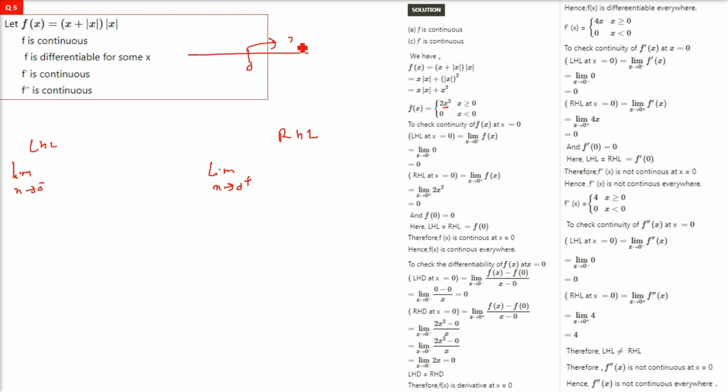So here we have this 2x square. When you go on right, you will have 0 when you go on left. So x is 0 minus, that is saying that we are going on the left of 0. And then you have to write, when you are going x less than 0, I told you it is 0. When you go on the right, it is going to be 2x square.